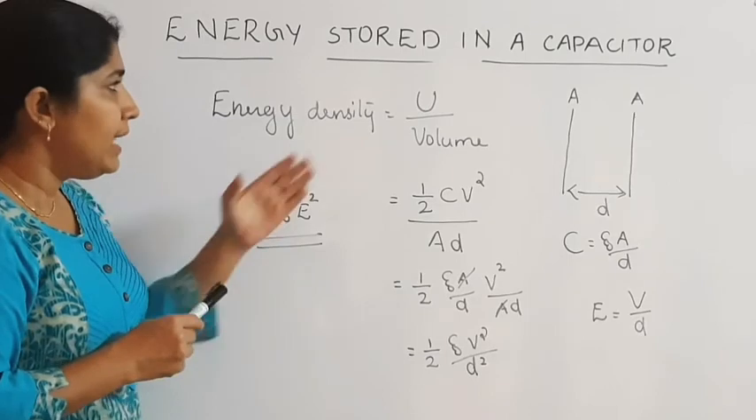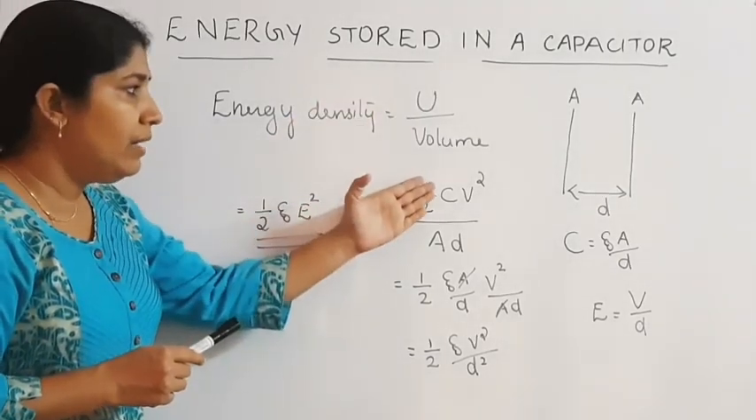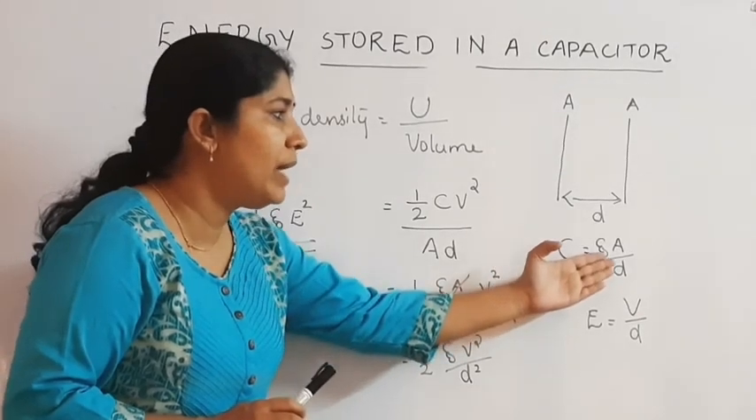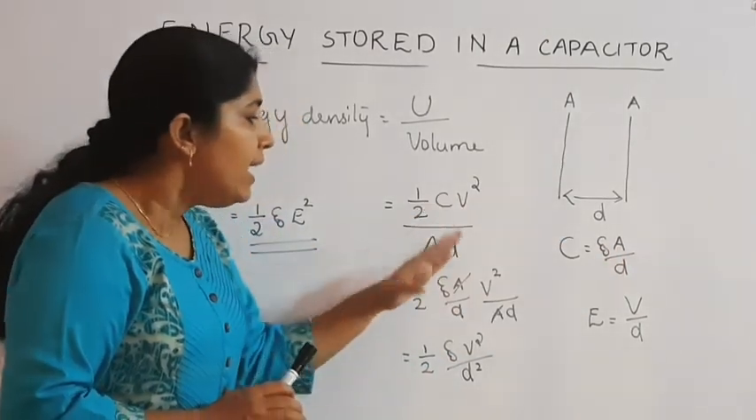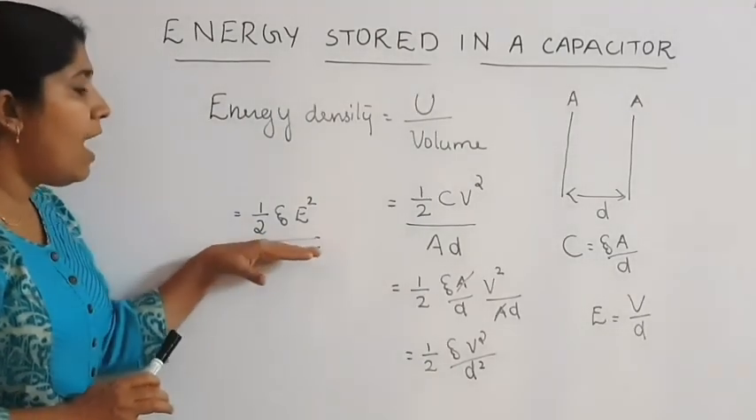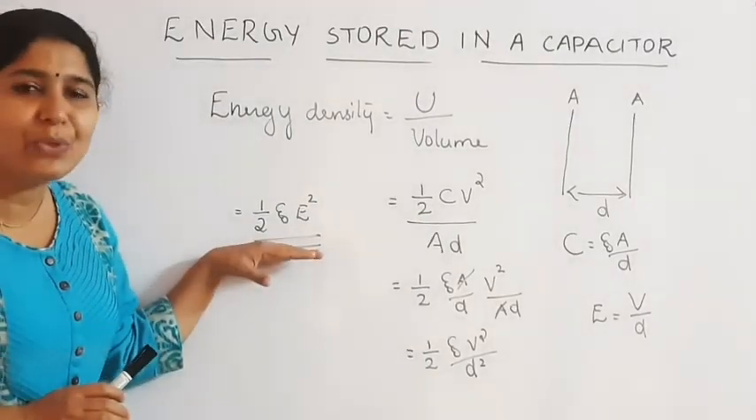Energy is equal to half CV square. Now substituting the value of capacitance, C is equal to epsilon 0 A by D, we get the energy density as half epsilon 0 into E square.